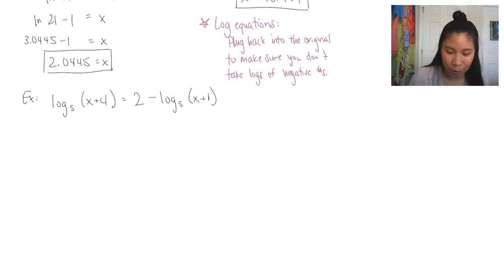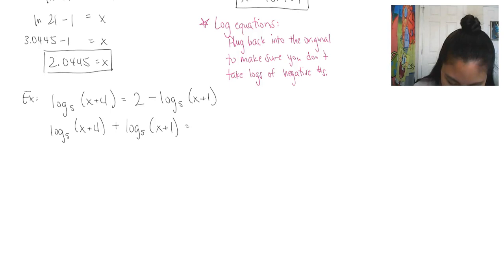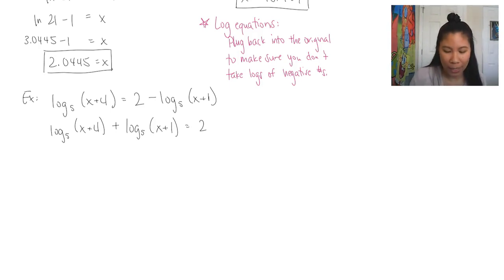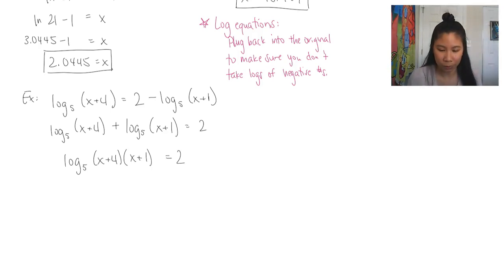So what I'm going to do is move one of the logs over to the other side. That way I have logs on one side and numbers on the other. So I'm going to add log base 5 of x plus 1 over to the left. And now because I have 2 logs that are being added together, I can just multiply this. So this will end up being log base 5 of x plus 4 times x plus 1. All of that equals 2.